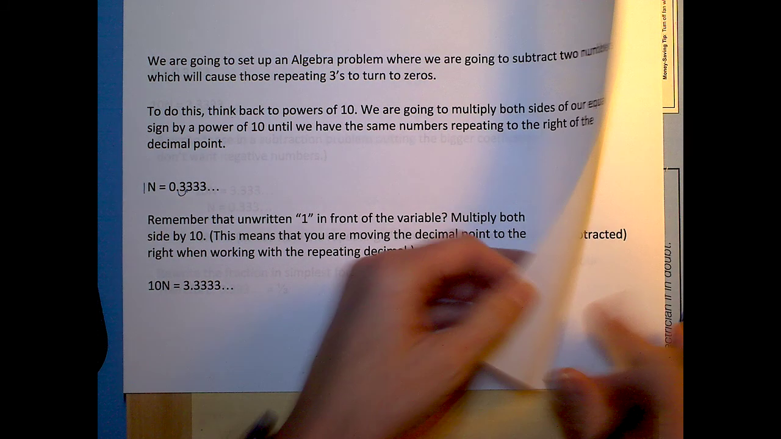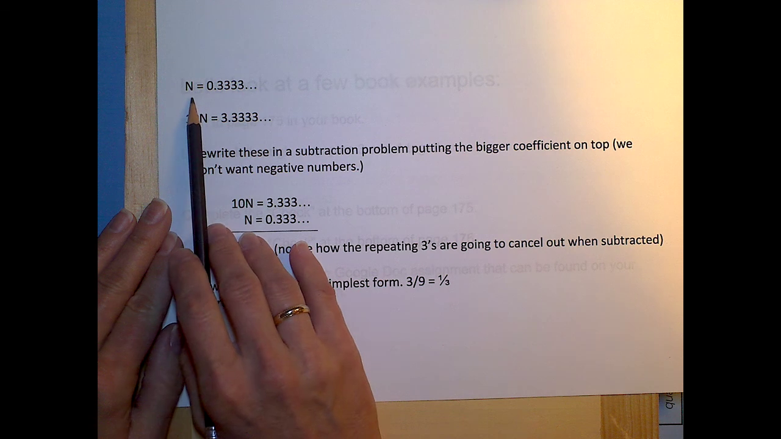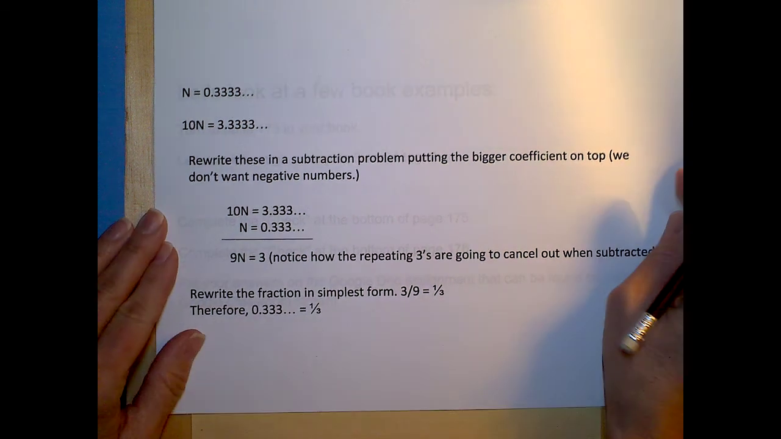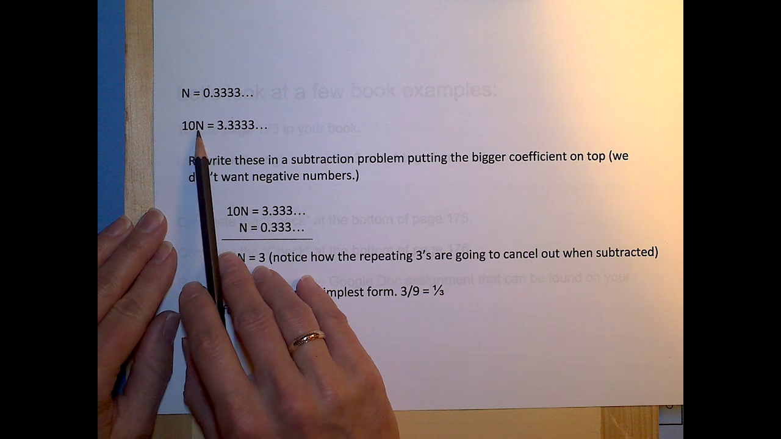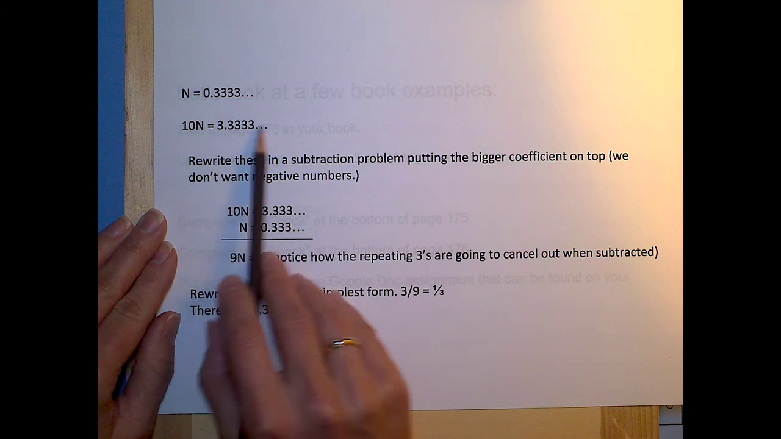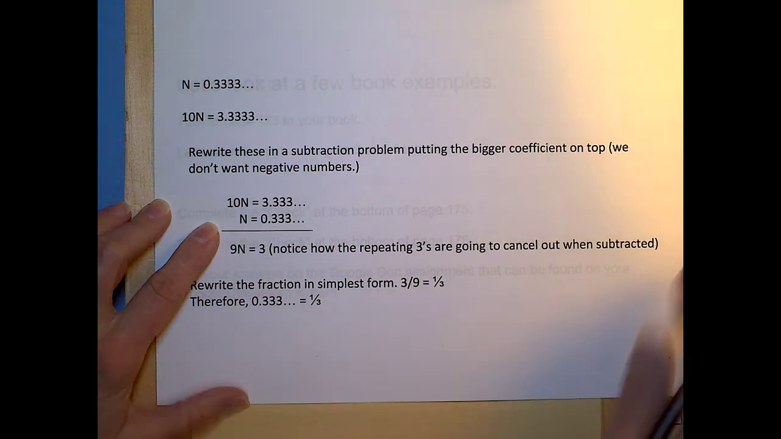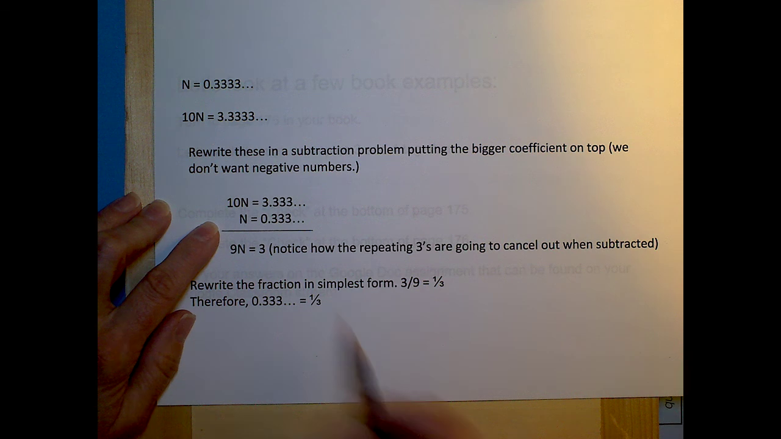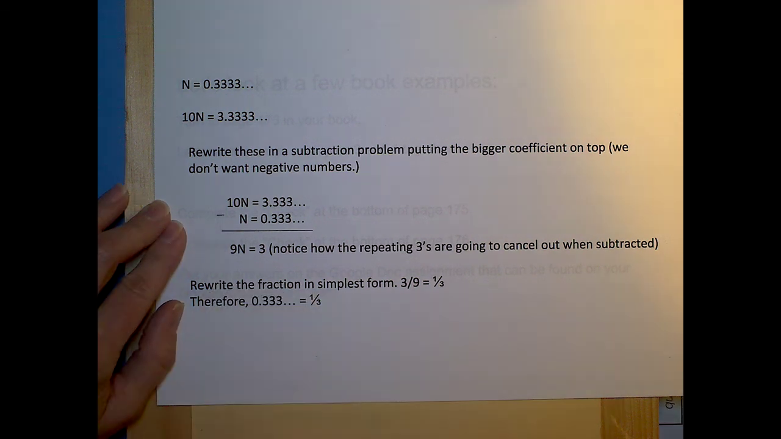Now, what happens is I have my original statement, n is equal to this repeating 3. I multiplied it by 10, so now I have 10n is equal to 3 point repeated 3. And I'm going to rewrite them as a subtraction problem. And I'm going to put the bigger coefficient on top because I don't want negative numbers, okay? We want to try to stay away from those negative signs. So we're going to subtract. And we're going to subtract algebraically.